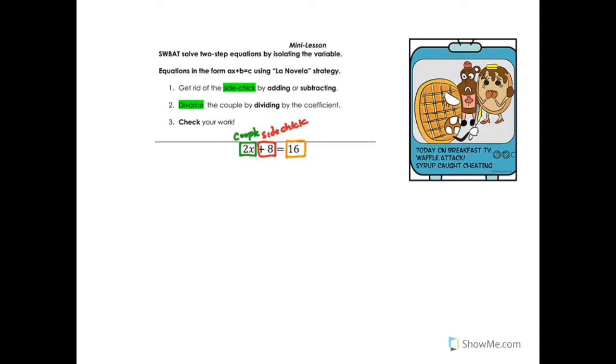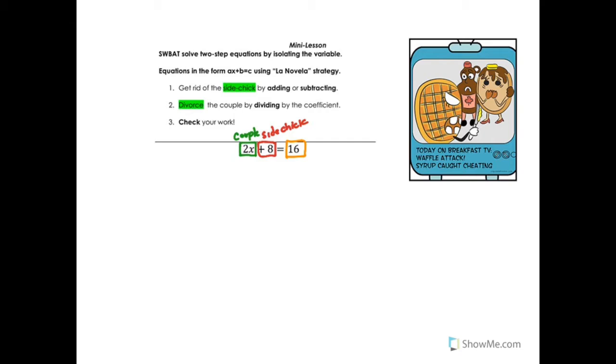And this 16 over here, this 16 is just chilling. It's not a part of the issue that's happening on the other side. It's not bothering the couple. So we're not going to worry about that 16 just yet. So the first step when solving a two-step equation or a novela problem is to always get rid of the side chick first, right? That's how we're going to resolve this issue over here. Like, we would get rid of the waffle in our little picture over here. We're going to get rid of our side chick first, okay?